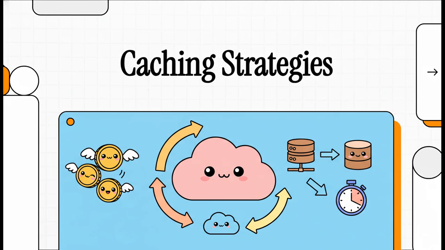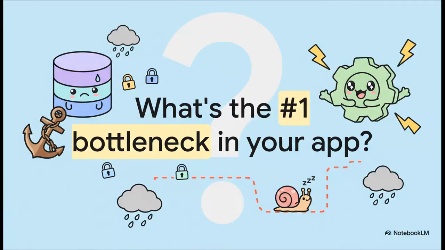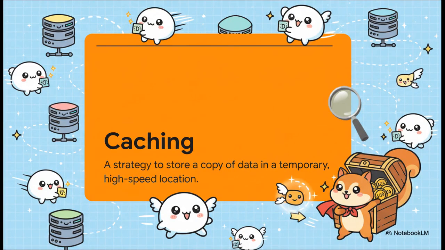Every fast app has a secret weapon. Today, we're cracking the code on caching strategies. So, what's the number one thing slowing your app down? Yep, waiting for the database. And that's where caching comes in. It's how you make data access ridiculously fast.